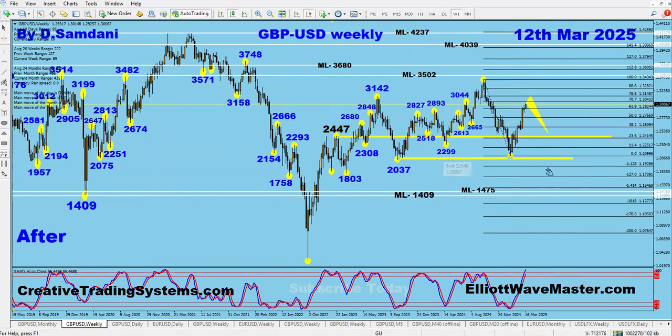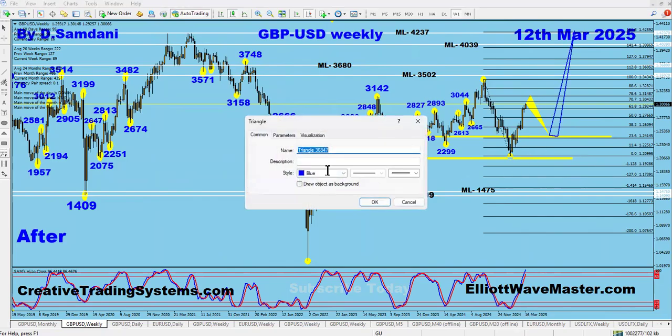And then from here, it goes to either 127 or 161 all the way there.